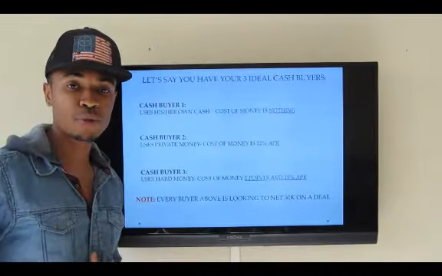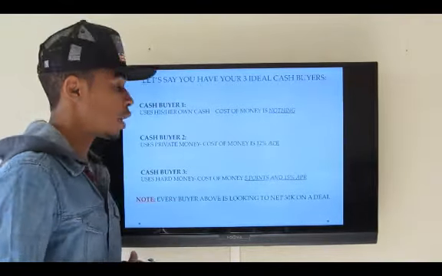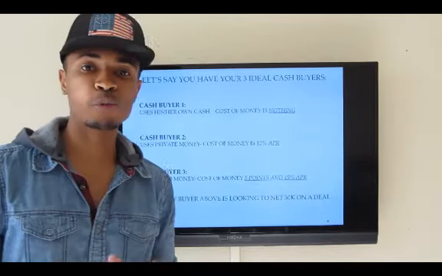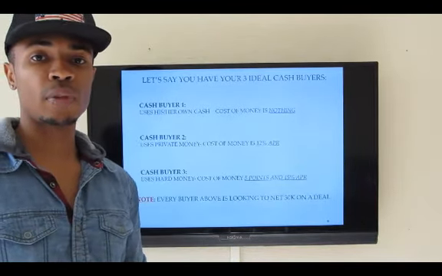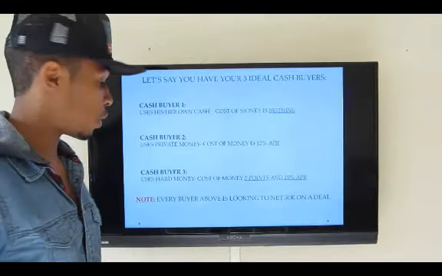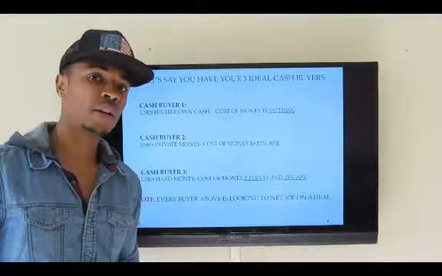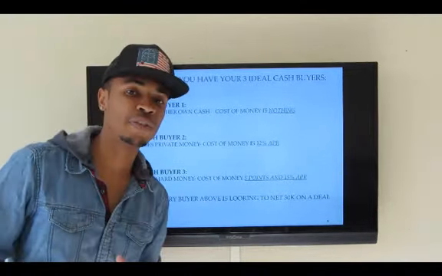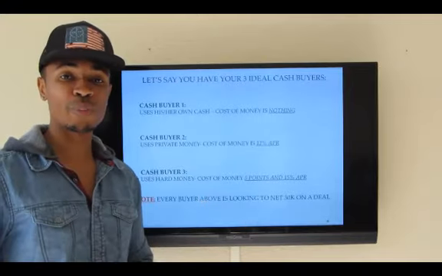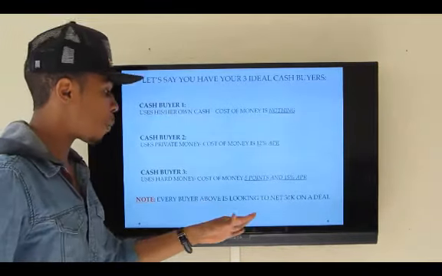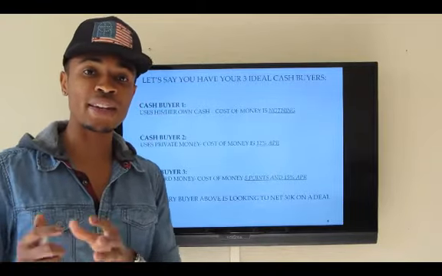You got buyer number 2. Buyer number 2 uses private money, but just say his cost of money costs him 12% APR, annual percentage rate, all right? You got cash buyer number 3, who is getting hard money to buy houses. His cost of money, just say, costs 5 points and 15% APR. All right? So every buyer above is looking for $30K net on a deal.